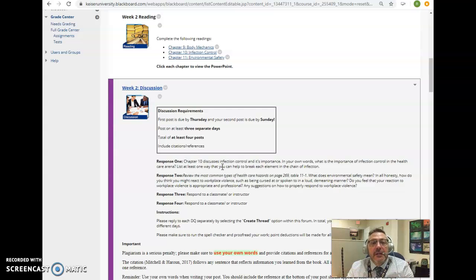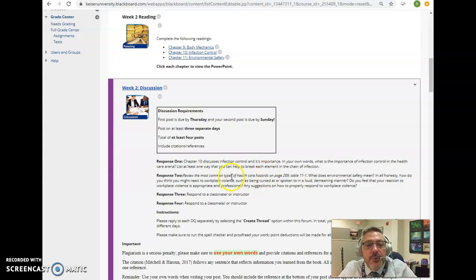So to break the chain of infection, all you need to do is break one link, and you've broken the route of transmission, or being able to transmit an infectious disease or infection. So go to figure 10-4, look at that illustration, and you'll see what I'm talking about.